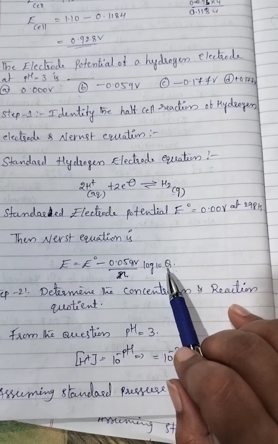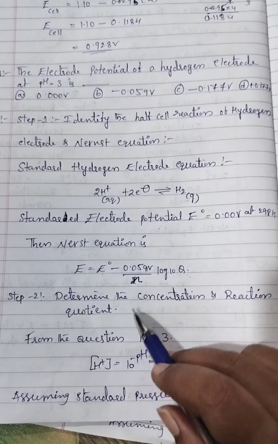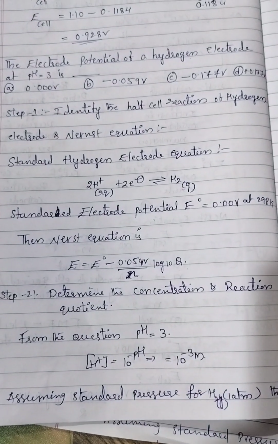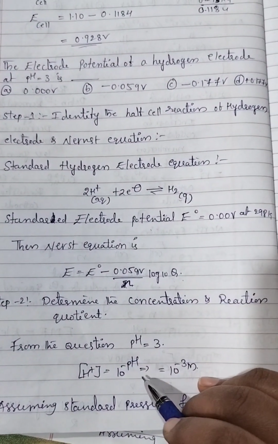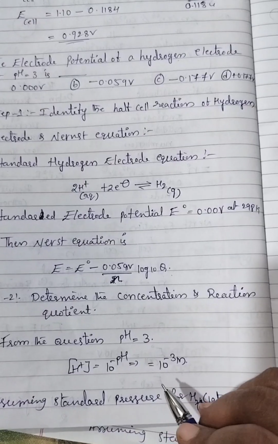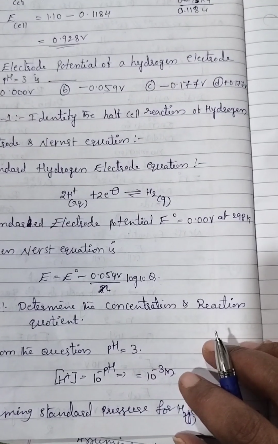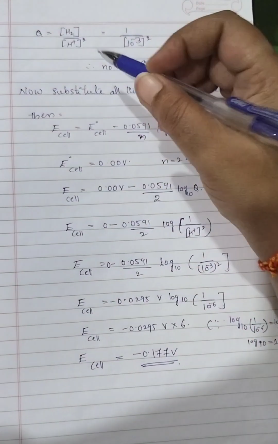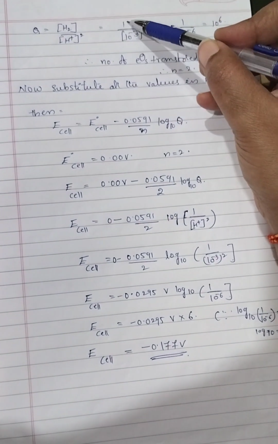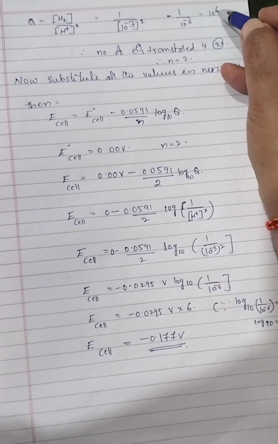So the second step is determining the concentration and reaction coefficient. That means we have to find out the Q value as well as the concentration. According to the question, pH equals 3. So the H plus ion concentration is 10 power minus pH, which is 10 power minus 3 moles. Assuming the standard pressure for hydrogen gas at 1 atmosphere, Q equals the hydrogen gas pressure over the hydrogen ion concentration squared. So 1 by (10 power minus 3) whole power 2, then 1 by 10 power minus 6, which means we get 10 power 6.